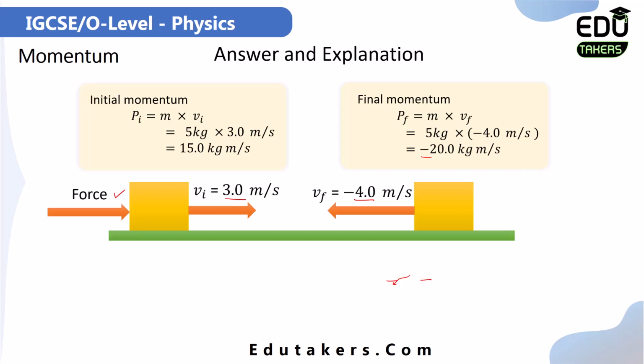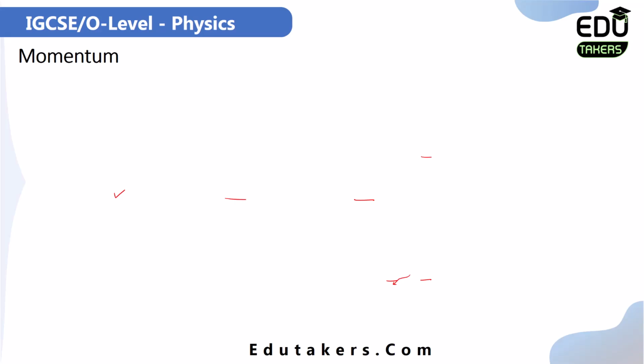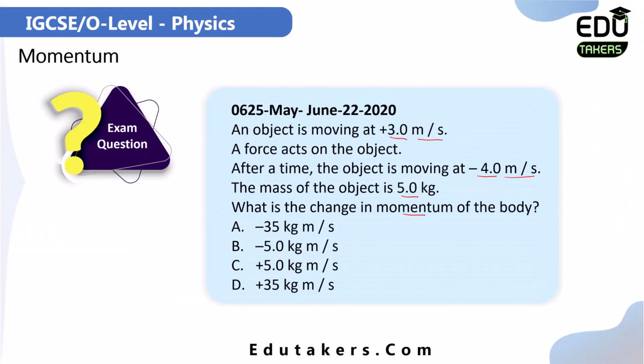Now we will see the options. Here it's given in option A, the momentum is minus 35 kilogram meters per second. So the correct answer is A.